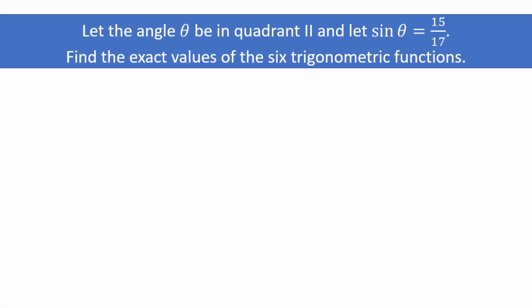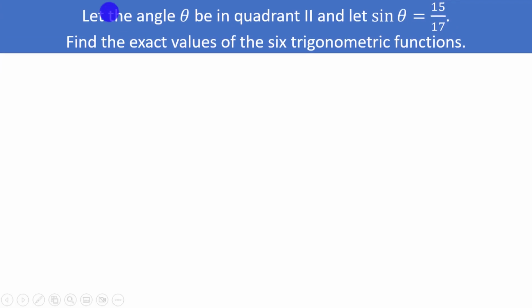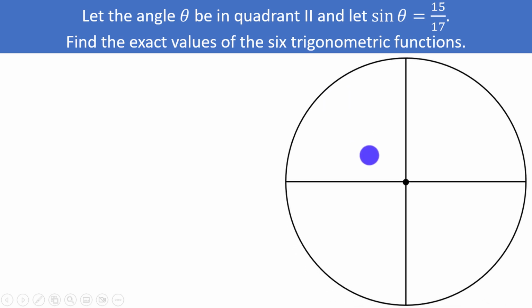Let's take a look at a slightly different problem. Let the angle theta be in quadrant 2, and let sine of theta equal 15 over 17. We are asked to find the values of the 6 trigonometric functions. Let's draw a circle. Now, it was very important for them to tell us that we were in quadrant 2. We know that sine is positive, meaning that we would be either in quadrant 1 or quadrant 2. We need some kind of information to narrow us down to which quadrant we're in, and they tell us specifically that we are in quadrant 2.